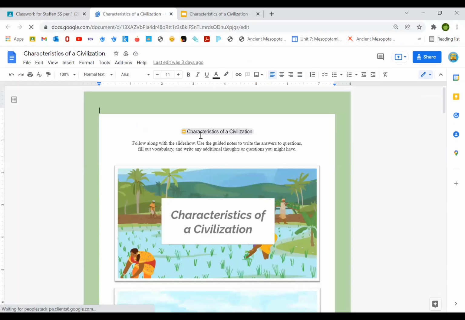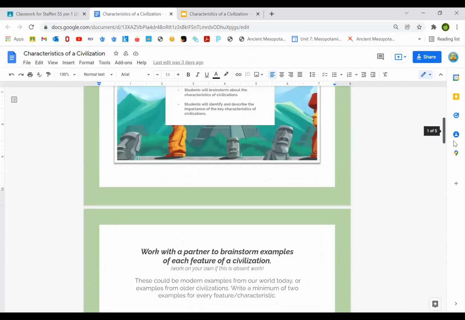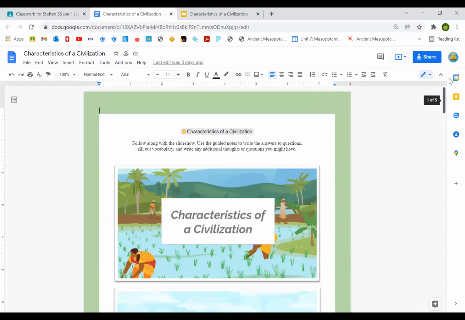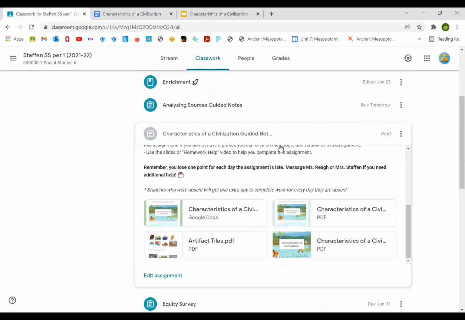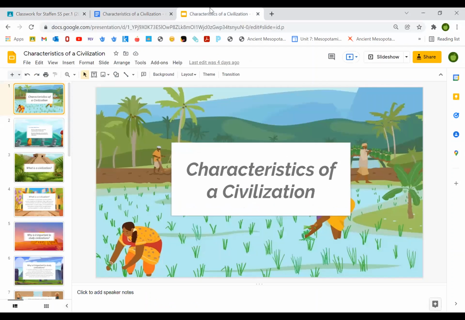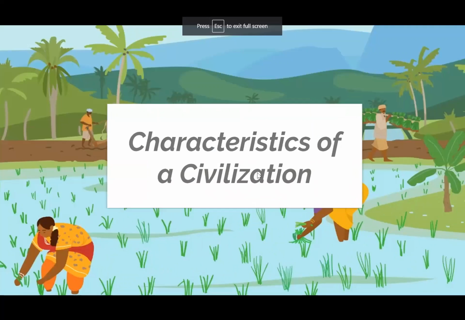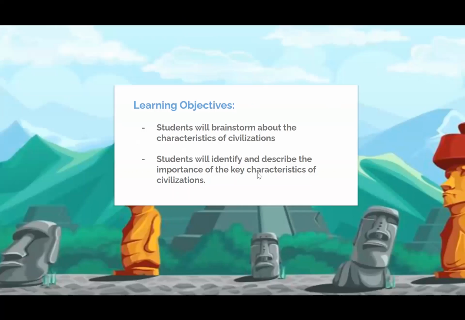Okay. So also there's a link to the slides here. This is the Google Docs worksheet, okay? We'll be using that in the homework help lesson. They're the same thing. And then attached, I have the slides for the lesson. So let's go through. So characteristics of a civilization. Students will brainstorm about the characteristics of a civilization. Students will identify and describe the importance of the key characteristics of a civilization.